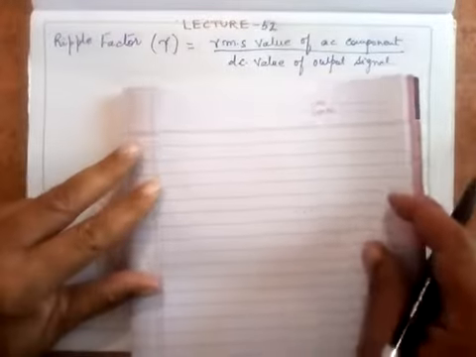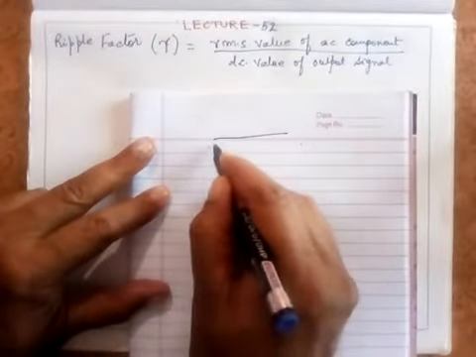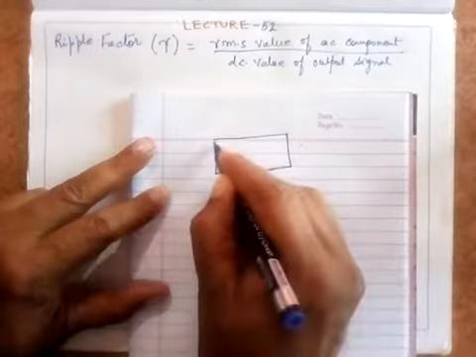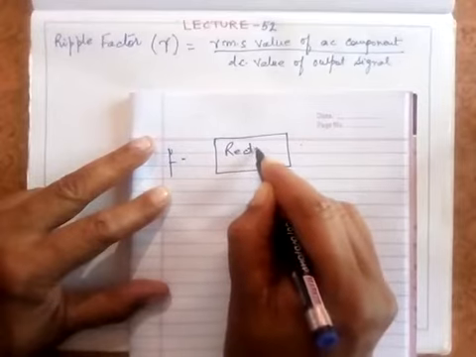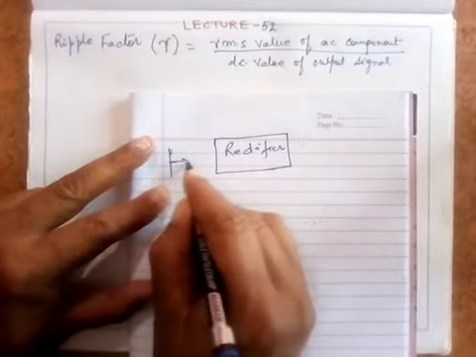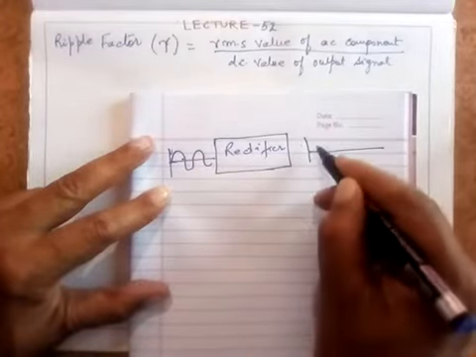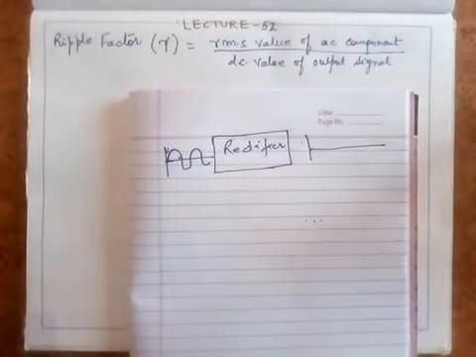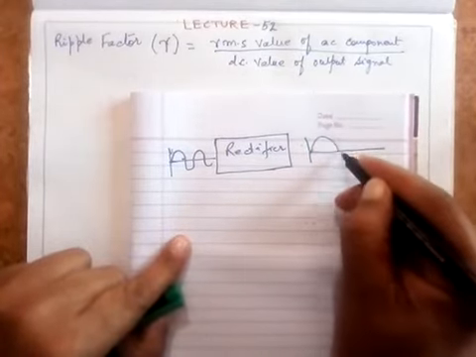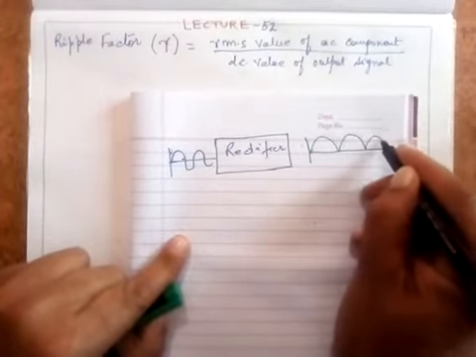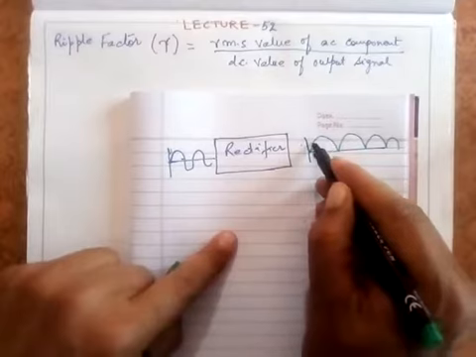Now let me explain what is meant by this ripple factor. We have seen that in a rectifier, whether a half wave or a full wave rectifier, you apply an AC signal here, and the output that we obtain, let's take a full wave rectifier only, is a pulsating DC, not a pure DC. It means that it has some AC ripples.